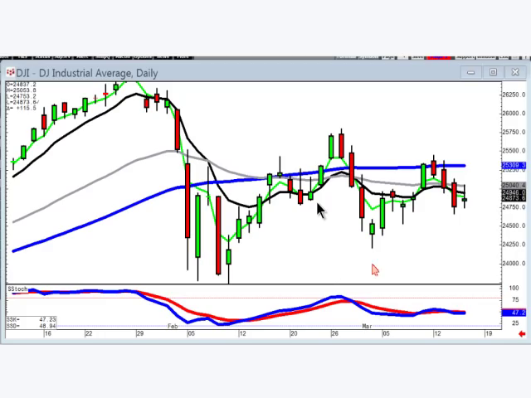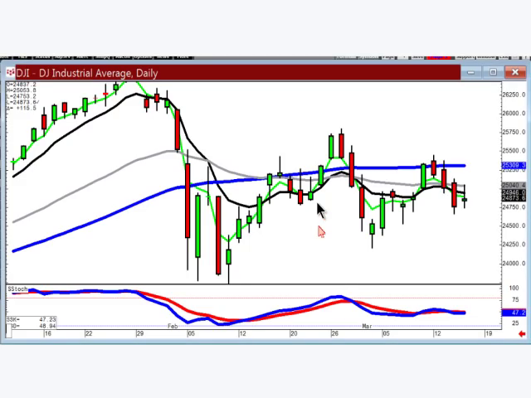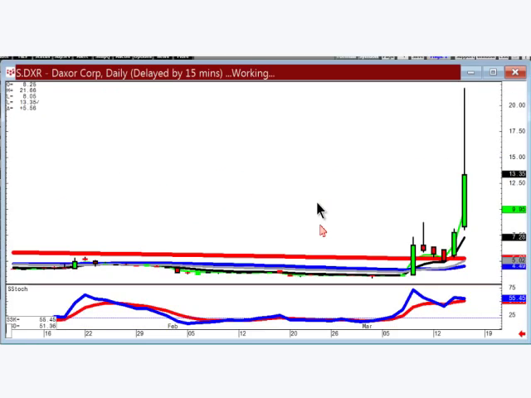All right, so here's a couple things that just need to be pointed out. Look what's happened on this one. This one, we saw the breakout. We saw the pullback. This is what you call your methods rising.